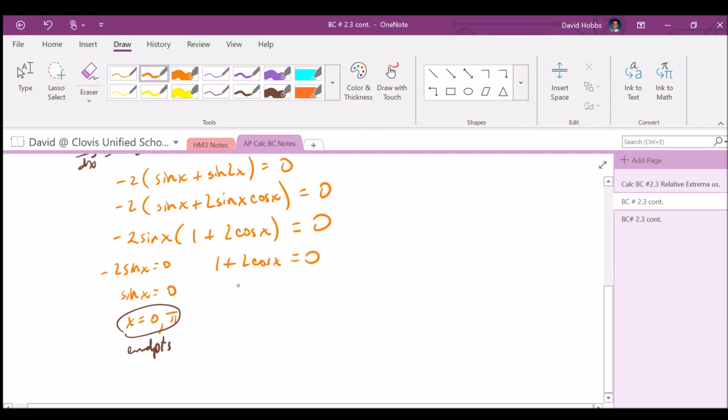Okay, subtract 1, divided by 2, cosine x equals negative 1/2. Okay, so that's in quadrants 2 and 3, and that's a reference angle of pi over 3, so 2 pi over 3 in quadrant 2 and 4 pi over 3 in quadrant 3. So we need to test those now.